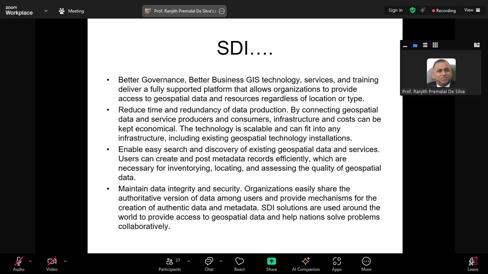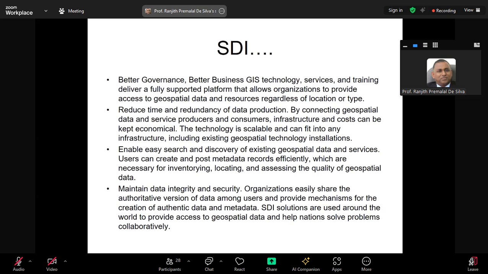And then we have these organizations. We can easily share the authoritative versions of data among users and provide mechanisms for the creation of authentic data and metadata. So organizations, the data clearinghouses, can share their own data, what we call authoritative versions of data. This is the authorized version of data. And people can modify. They can improve it, but you cannot control the quality, and you don't guarantee that the product has that kind of quality standard that you meant to maintain.